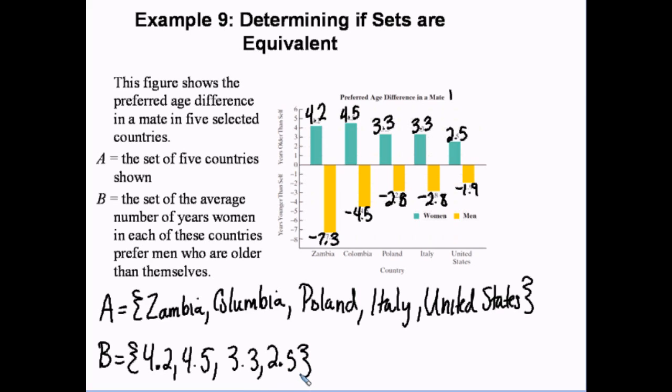Are these sets equivalent? Well, what's the cardinal number of A? 5, and the cardinal number of B? 1, 2, 3, 4. So the cardinal number of A is not equivalent to the cardinal number of B. So these two sets are not equivalent. Even though it came from the same data set, like the data pool, the survey that they took, we didn't end up with equivalent sets because that 3.3 repeated in 2 different countries, Italy and Poland.